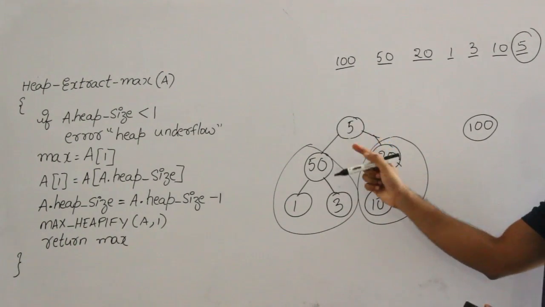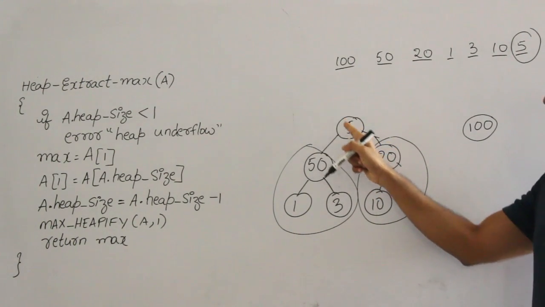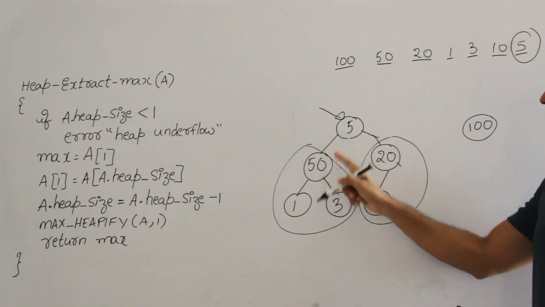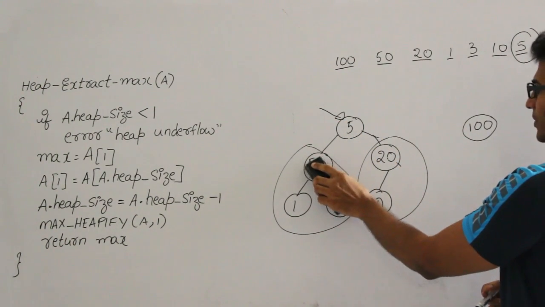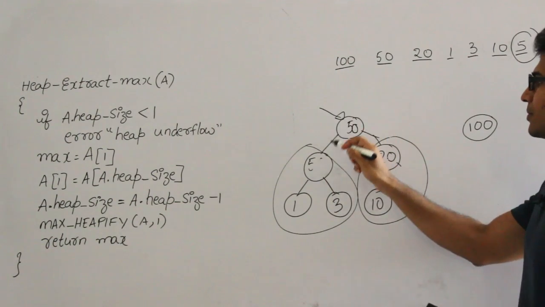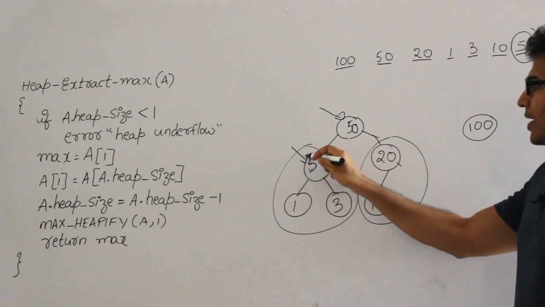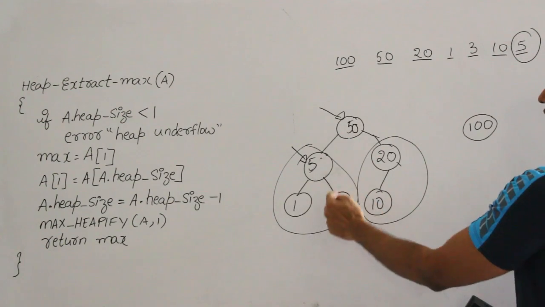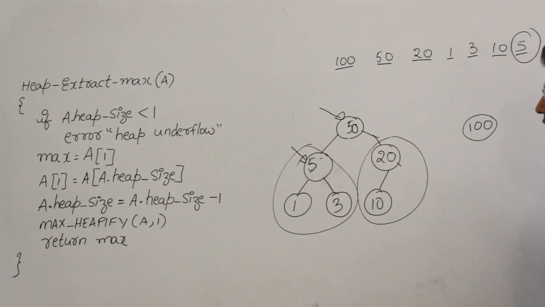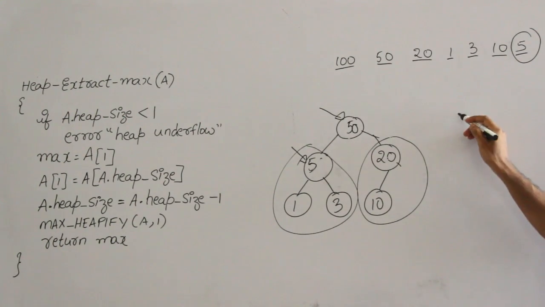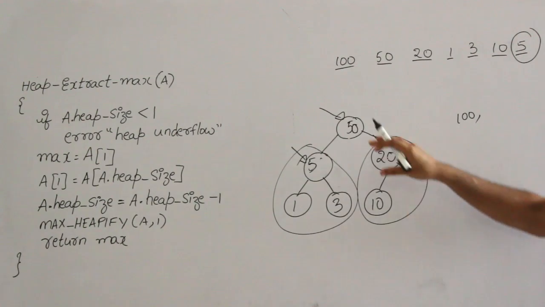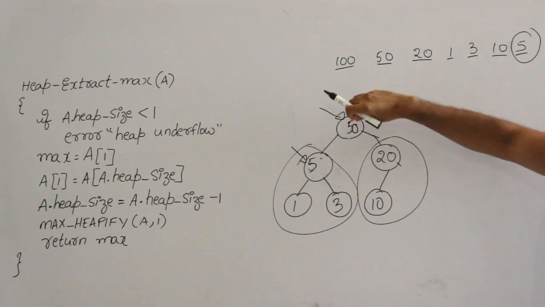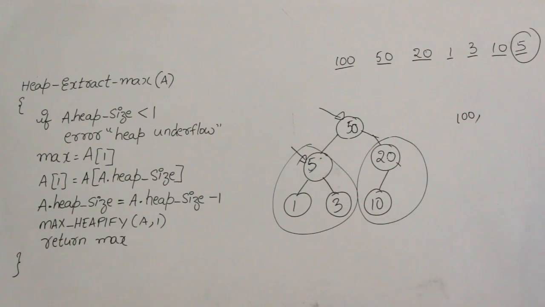So when I call max heapify, what will it do? Initially the function call will be made here, then it will compare these three. Which one is maximum? 50 is maximum, therefore it will be exchanged. 5 will be here and 50 will be here. And again at this point max heapify will be called. Which one is greater? 5 is greater, therefore it is going to stop there, right? So whenever you want to delete the maximum, you delete it, put the last element there, and call max heapify, right?